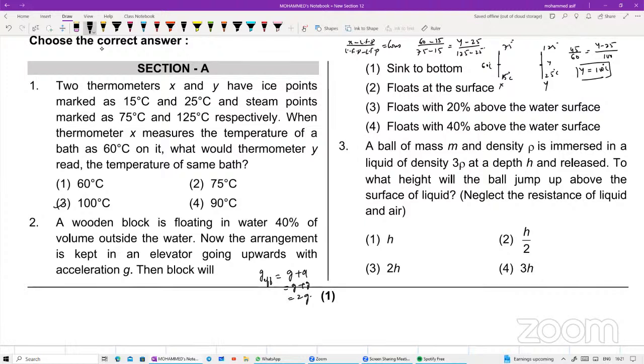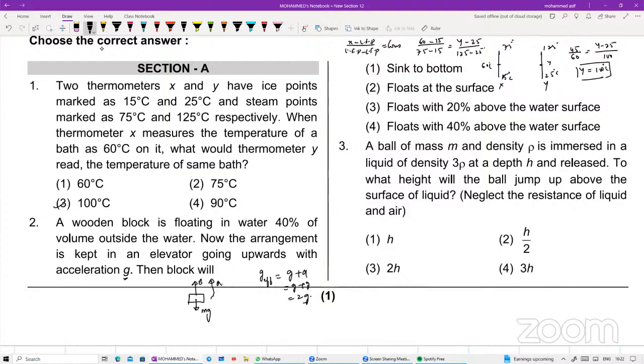When the block floats with 40% of the volume outside the water, and the arrangement is kept in the elevator going upward with an acceleration of G, that means A is equal to G, so the net acceleration is 2G. The forces acting on the body are the weight of the body in the downward direction, the buoyant force in the upward direction, and the acceleration of the body is also in the upward direction.